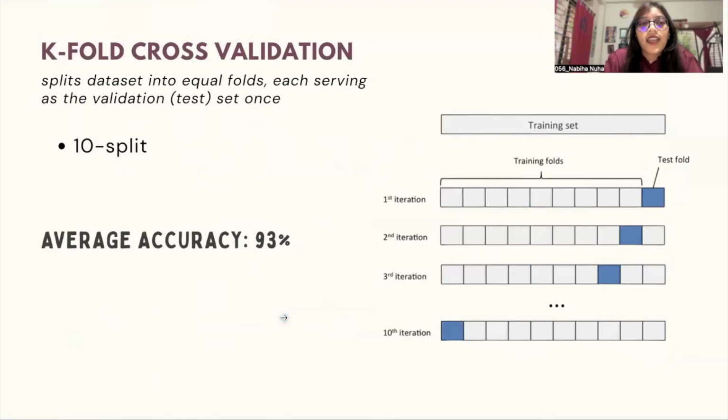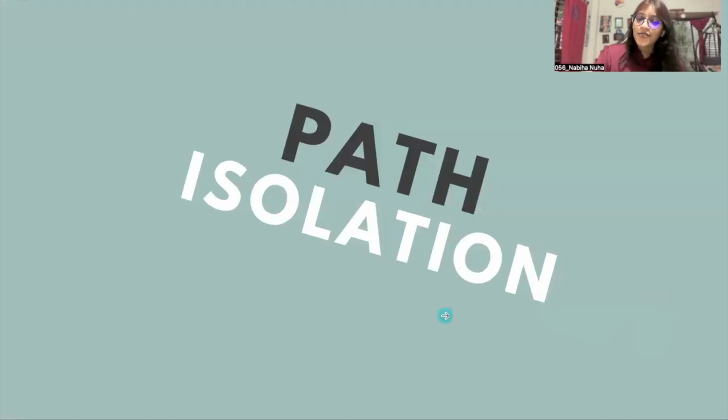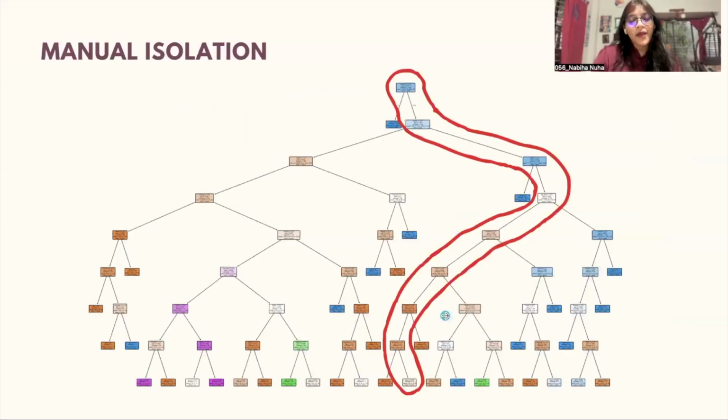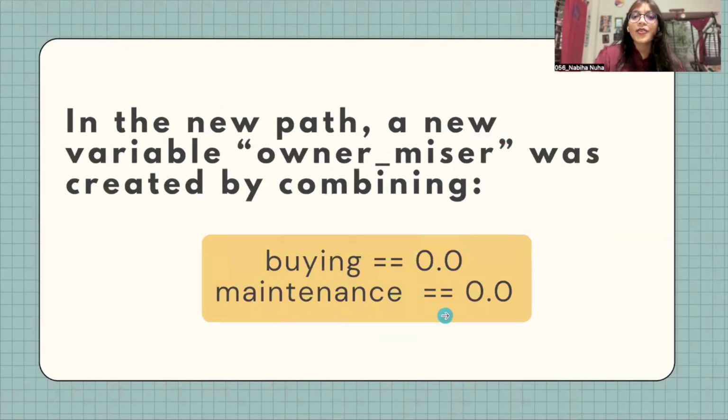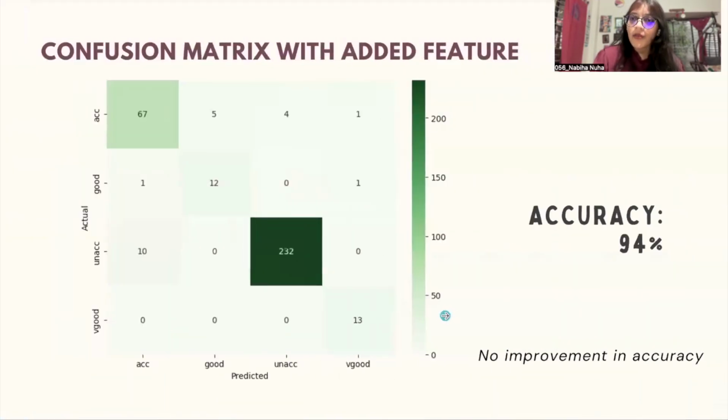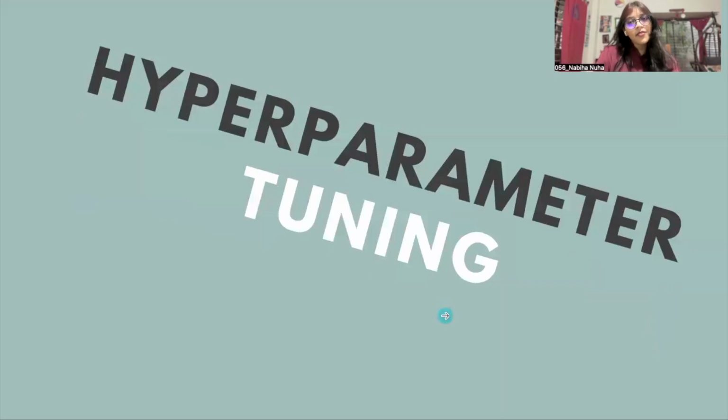Next, I ran the K-fold cross-validation to check how well the model generalizes, and naturally it gave a lower accuracy, but still really good at 93%. At this point, I tried something interesting. I manually isolated a path from the original tree and created a new variable of miser owners by combining the lowest buying and maintenance prices. Ran the model again, and sadly, no improvement was seen in accuracy. Still a fun exercise.